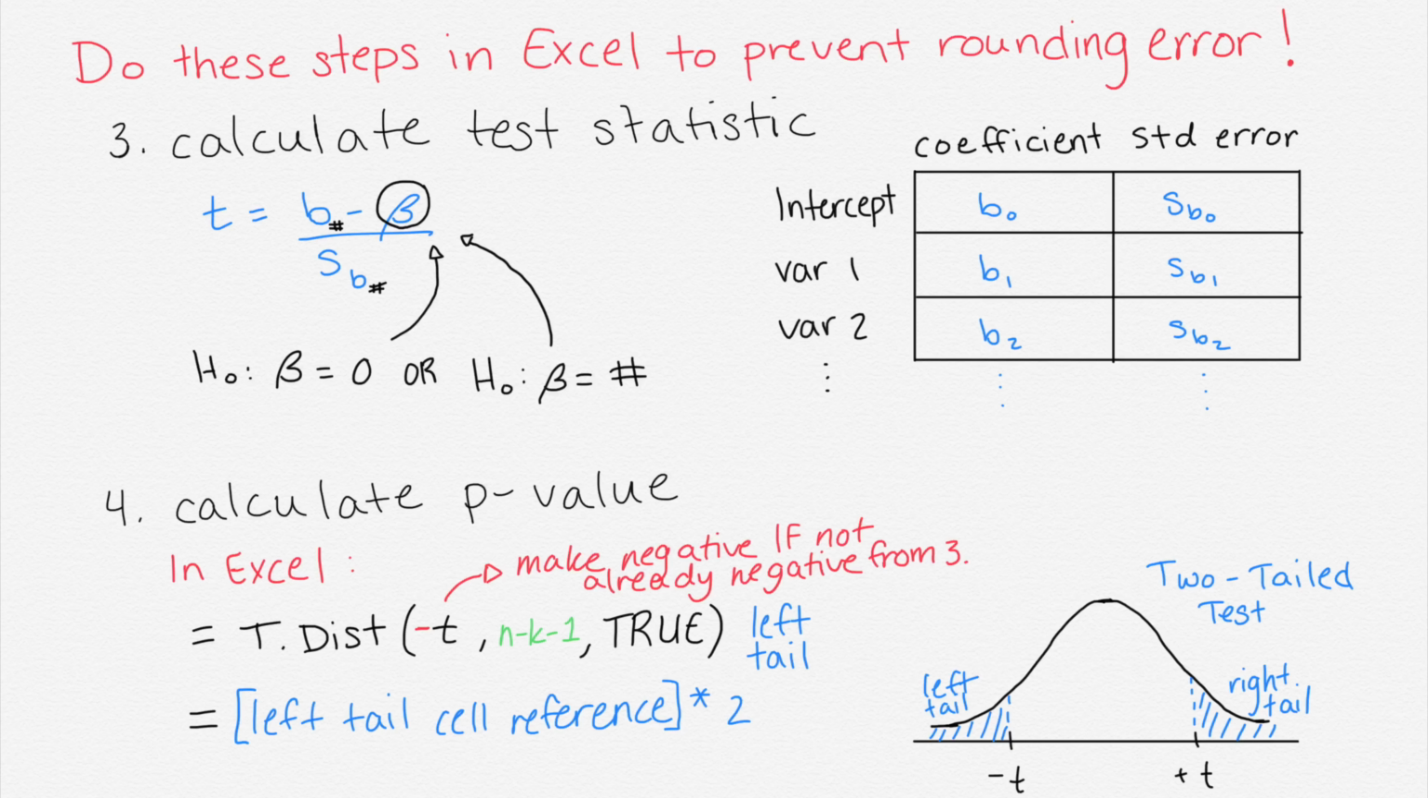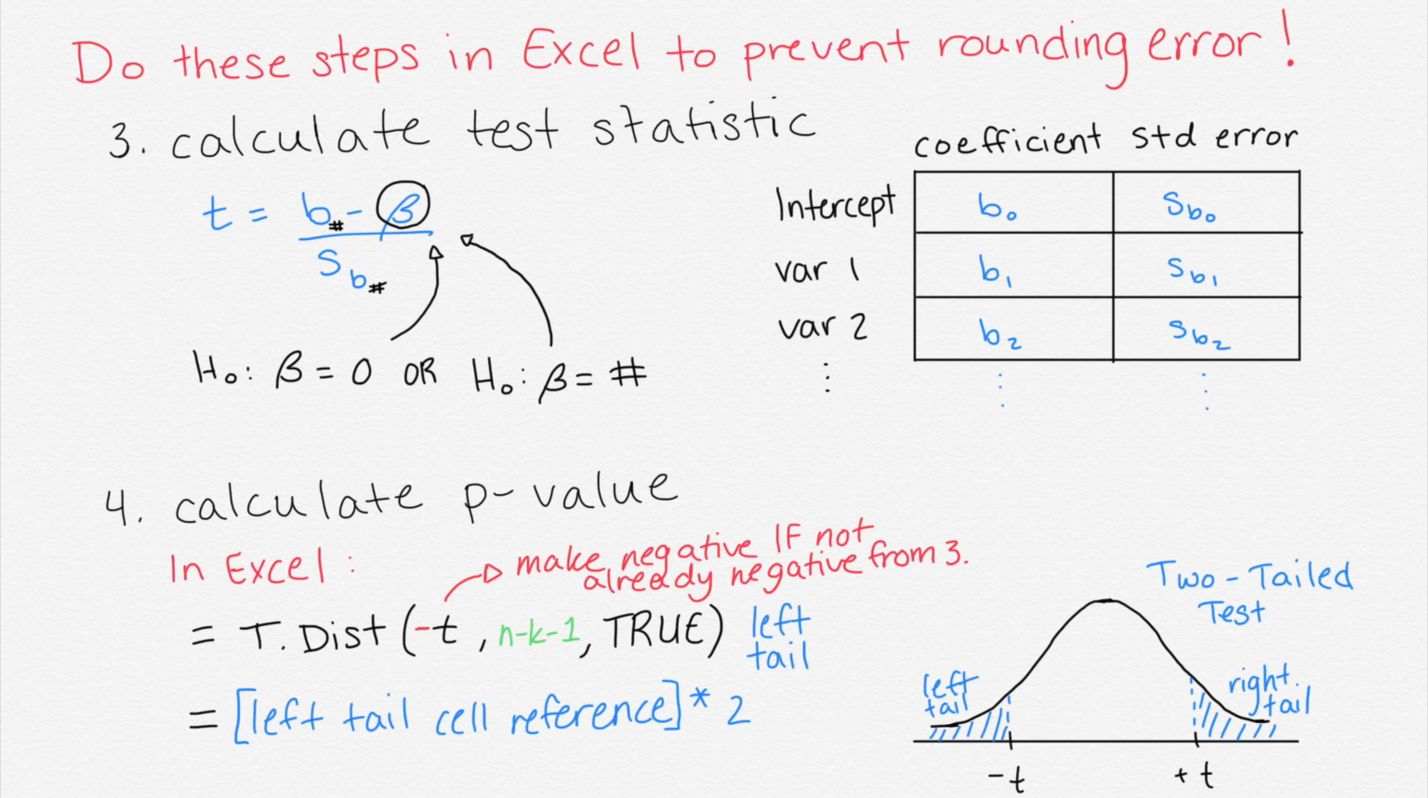We can just stick it into this t.dist function, no problems. But if our test statistic came out to be positive, well, that just won't work. And we need to make that test statistic negative. The easiest way to do this is just to stick a negative in front of the cell reference to the cell that contains the statistic calculation. But again, that negative value only provides the left-hand tail probability, so then we need to double that to include the right-hand tail as well.